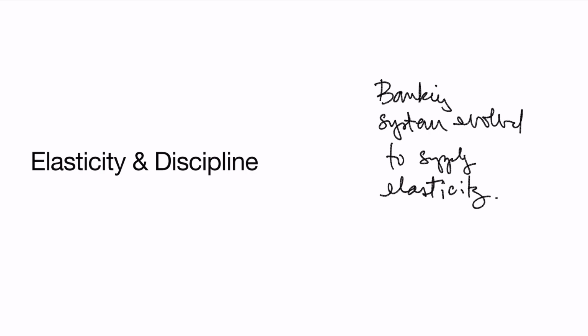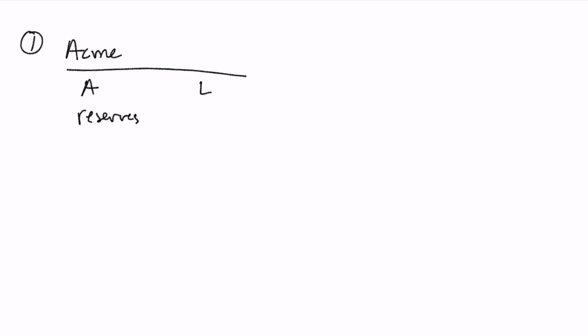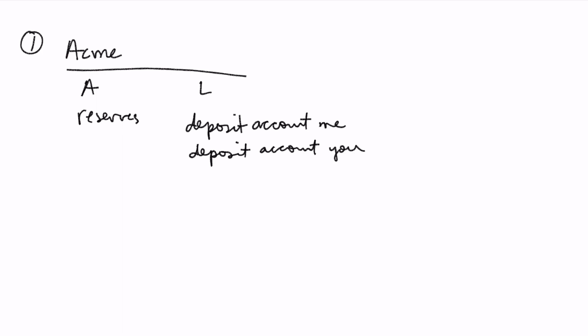Let's return to our balance sheets to see how the banking system evolved to supply elasticity, and we'll also see how the same system disciplines that elasticity. Suppose we have a single bank, Acme Bank, with two depositors, you and me. Cash held by banks are known as reserves, and the liabilities for the bank are the deposit account held by me and the deposit account held by you. A bank's liabilities are usually much greater than its assets, which means deposit obligations far exceed reserves.